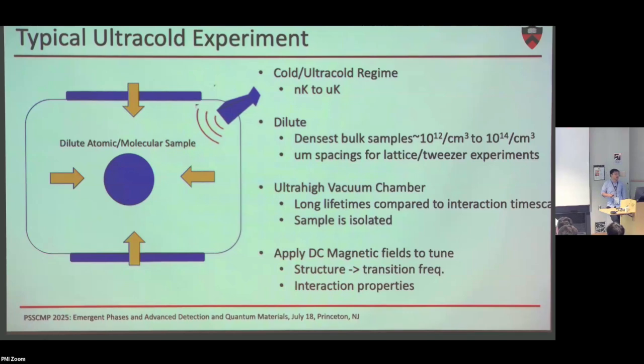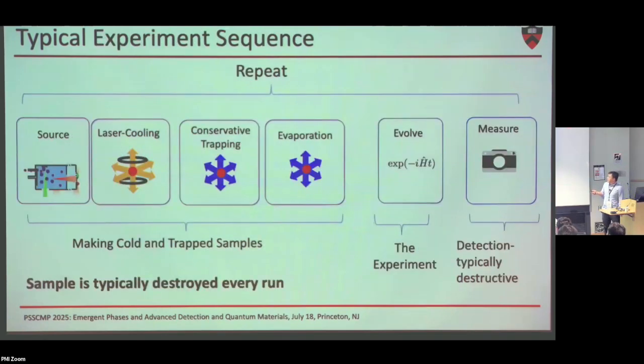So now let's talk about how the sequence of an experiment typically works. Unlike with real materials, where you can have a sample that you can make repeated measurements over, with these ultra-cold systems, the operation mode is actually different. We typically start with some sort of laser cooling and maybe further evaporative cooling and create trapped and very cold samples. These samples then are allowed to evolve under the Hamiltonian of interest, which we can tune. And then at the very end of the experiment, we make a measurement.